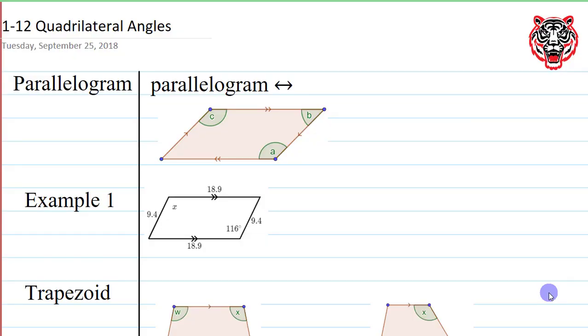This is Geometry, Lesson 1-12. Today we're talking about quadrilateral angles. Yesterday was quadrilateral types. Today we're talking about the angles within them.